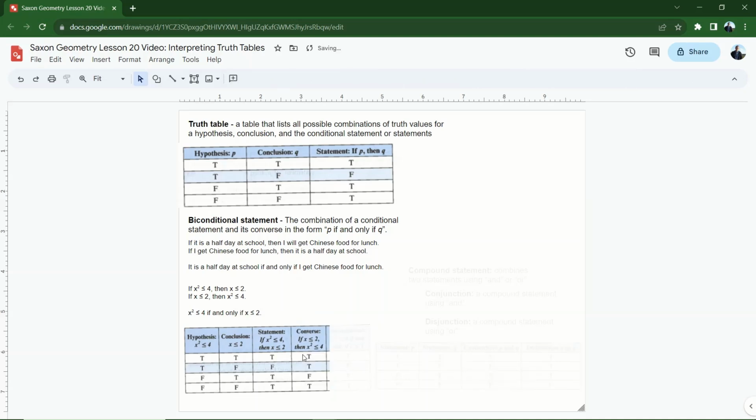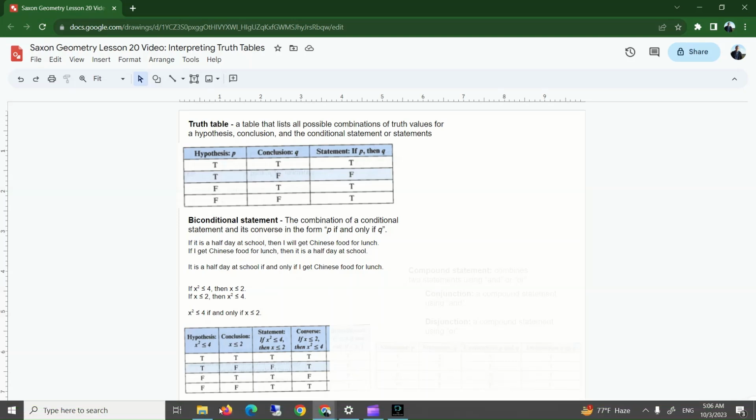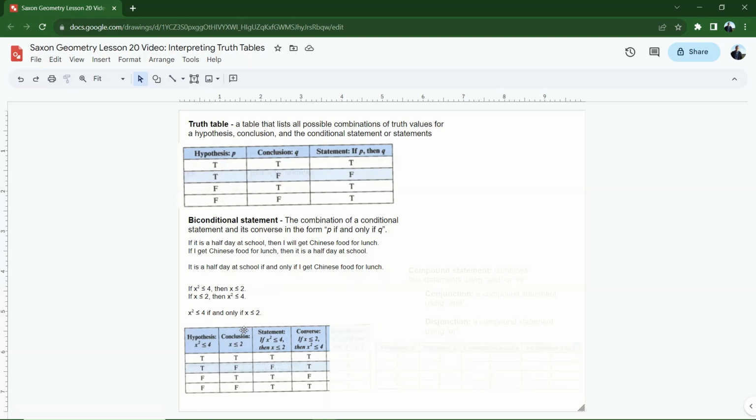Now, it helps when you're making these truth tables to be able to think through what the converse means. What does this statement mean? Well, converse means we're switching around the conclusion and hypothesis, right? So all I'm doing to figure out what values go here is treating the conclusion as my hypothesis and the hypothesis as my conclusion.